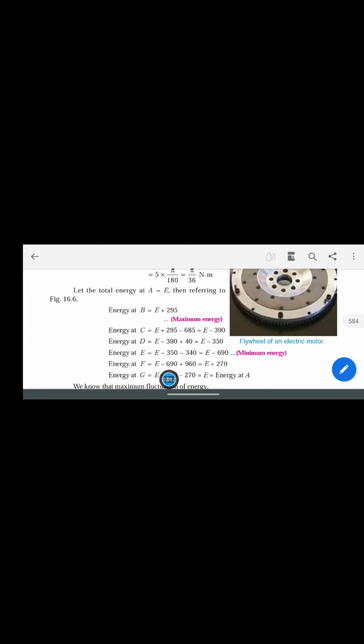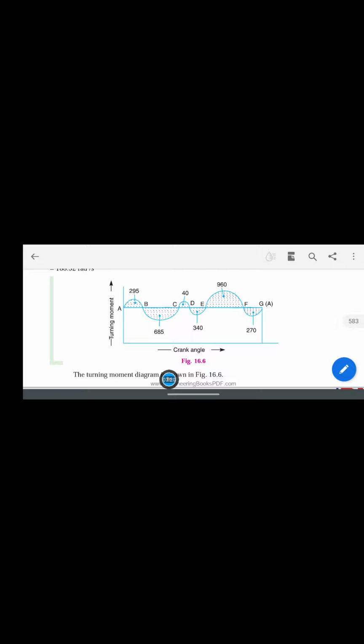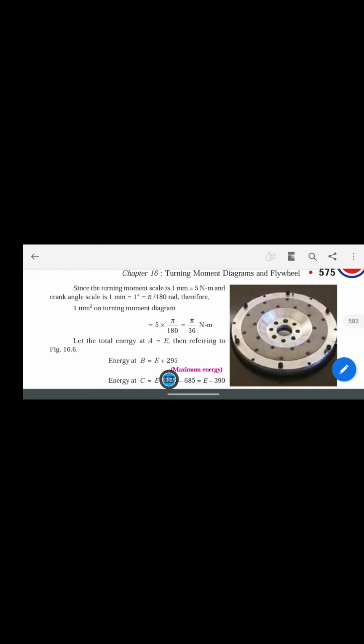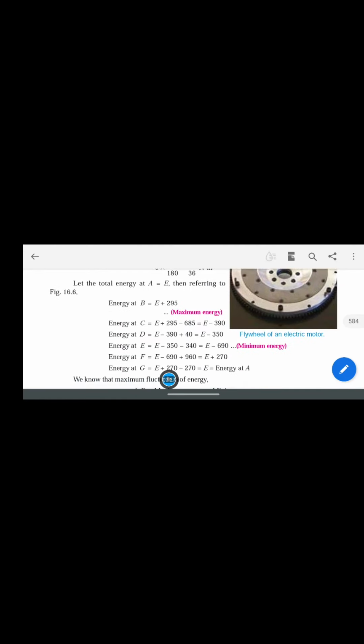So coming to the energy at D, CD is the positive loop. So in order to calculate the energy at D, we need to take the energy at the respective point C and add the energy 40, since 40 is a positive loop. So energy at D is equal to energy at C, which is E minus 390 plus 40. What is 40? 40 is the area between C and D points. It is a positive loop, so we have added, the plus symbol is used. So E minus 390 plus 40 is E minus 350.